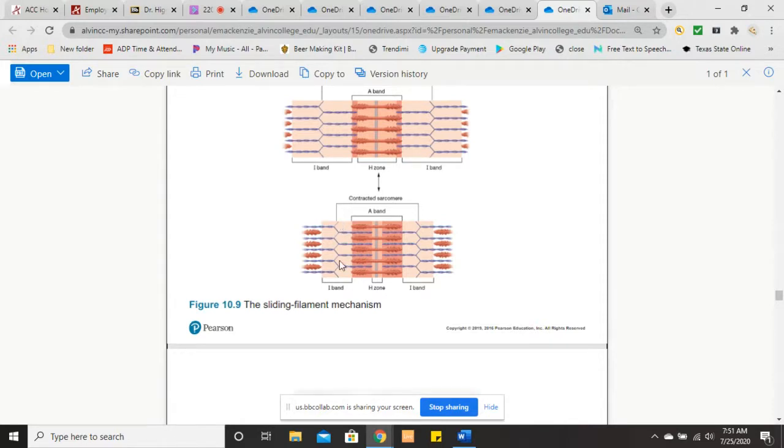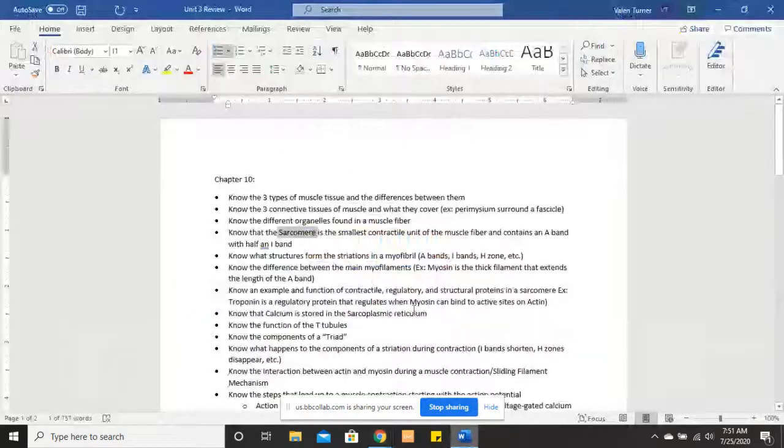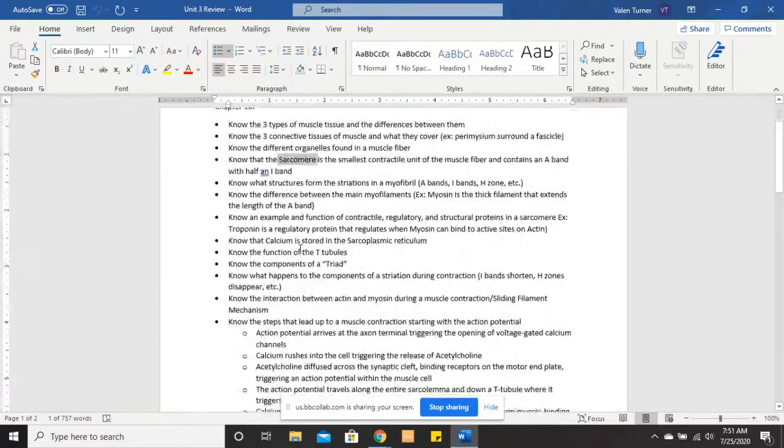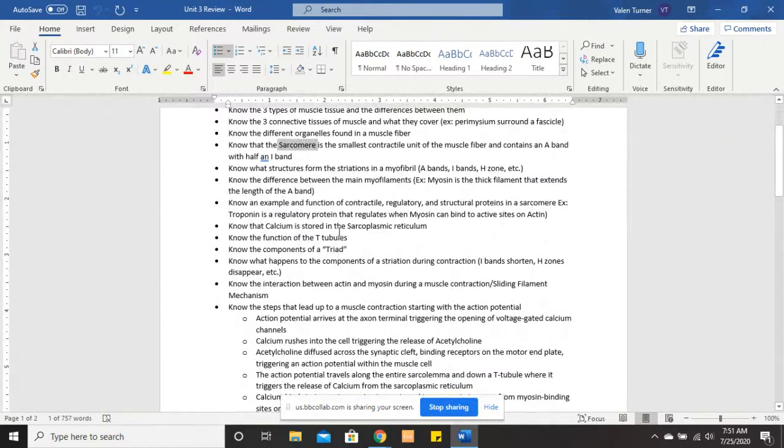What are they? I band will narrow and possibly disappear. H zone will narrow and possibly disappear. And the Z discs move closer together. You got to know that. You got to know what you see in a sarcomere during a contraction. We actually got through a lot of this.